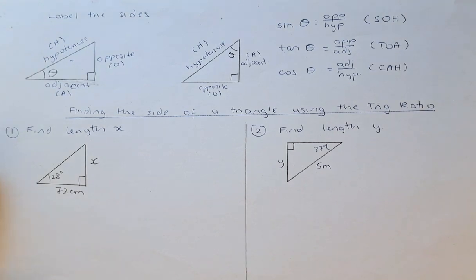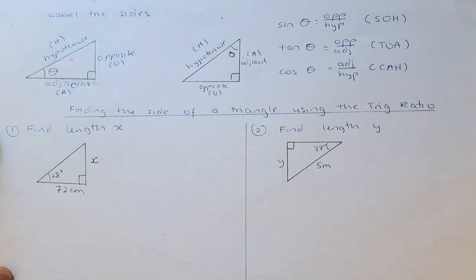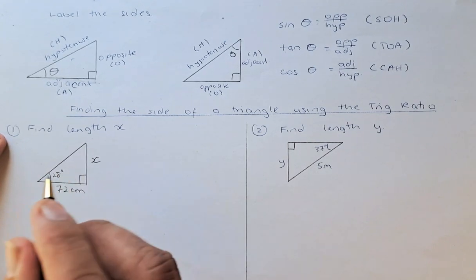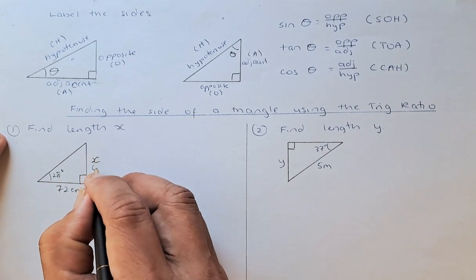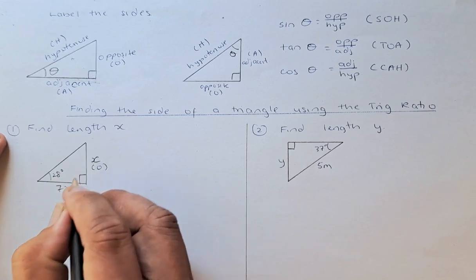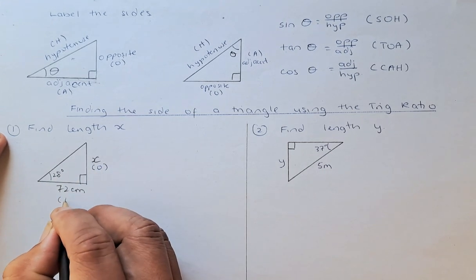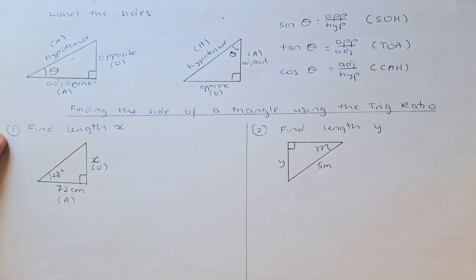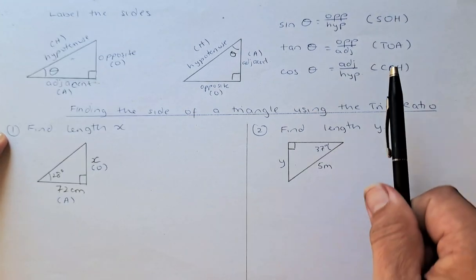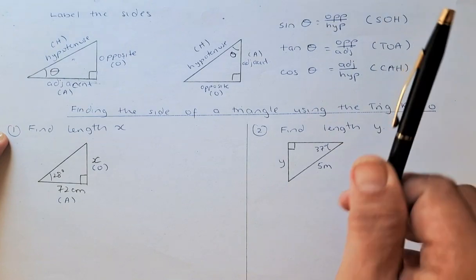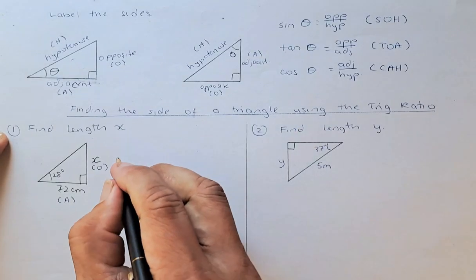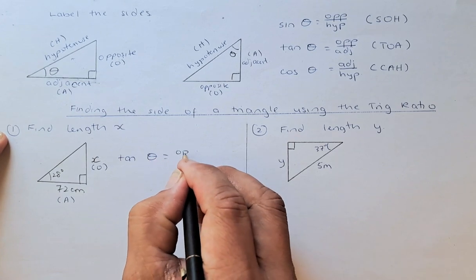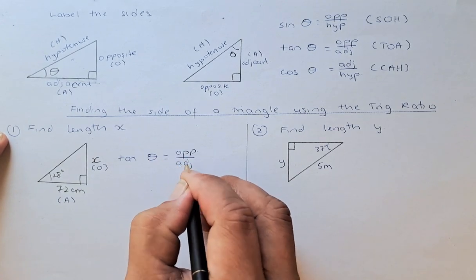Suppose we are supposed to find the length x of this side. What you need to do is label the sides first. x is the opposite, because it is opposite the angle, and 72 is the adjacent, because this is not the hypotenuse, this must be the adjacent. So you have O and A, so you have to use TOA. You have to use the tangent formula. You write tangent theta equals opposite over adjacent.